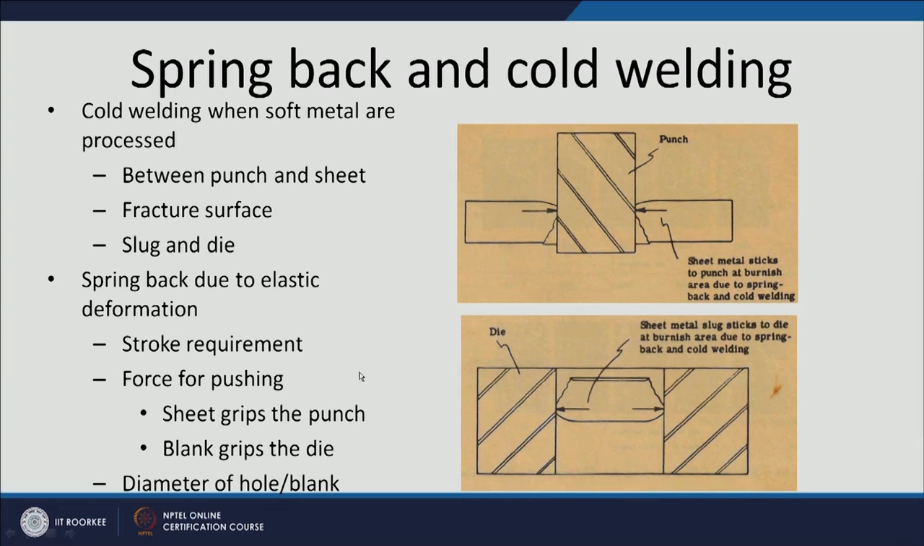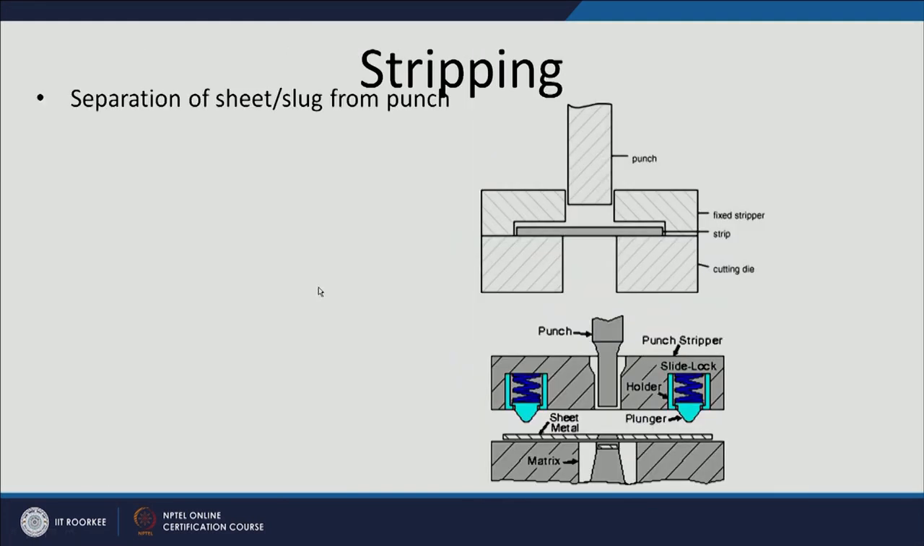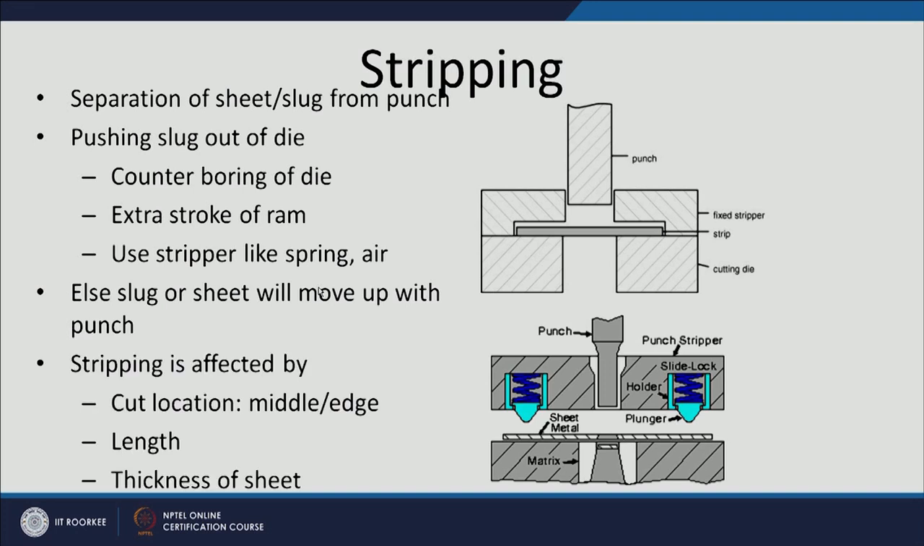So due to the spring back effect, the slug may remain attached with the die itself, so it needs more stroke for clearing it or for proper disposing of. Similarly, force for pushing is needed, and it also affects the die and the hole diameter. So the hole diameter due to the spring back effect gets reduced, while the diameter of the blank is increased. Stripping is needed primarily for the separation of the punch from the die, so that it can easily be cleared.